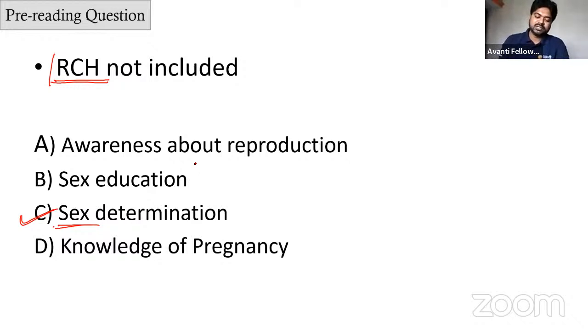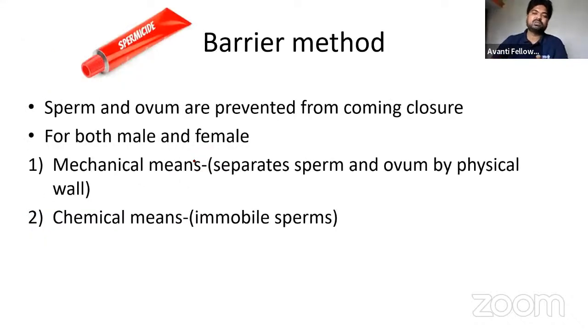So let's start with the barrier method. We already discussed the natural method in the last lecture. Today we are going to discuss the barrier method and other methods like the chemical method. So what is meant by barrier method? When we talk about the barrier method, we develop some barrier between the sperm cell and egg cell. It prevents the meeting of sperm cell and egg cell, so we avoid the fertilization process with the help of the barrier method.